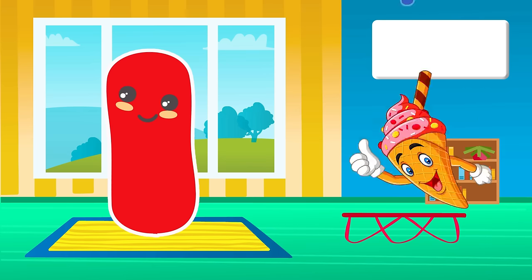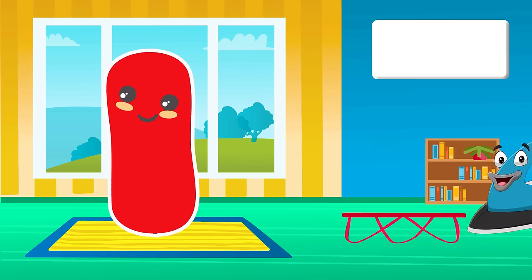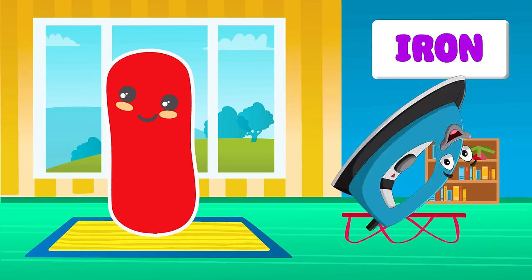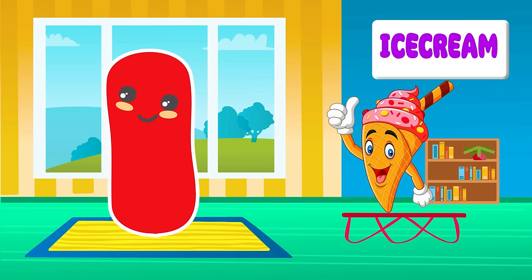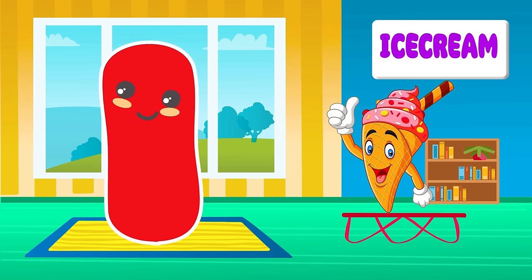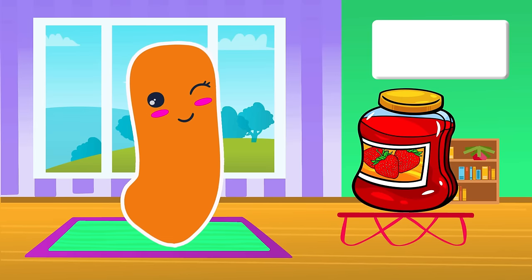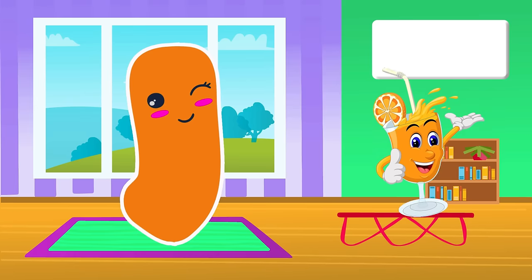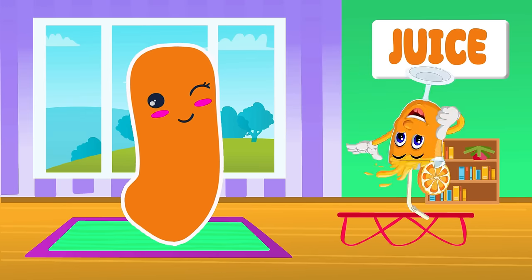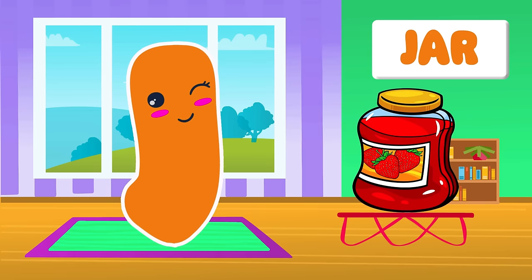I is for ice cream. I, ice cream. I is for iron. I, iron. I is for I ice cream. I is for I iron. J is for jar. J, j, jar. J is for juice. J, j, juice. J is for j-j-j-j jar. J is for j-j-j-j juice.